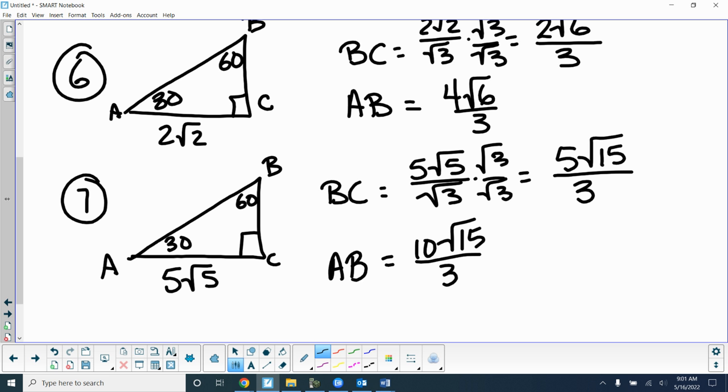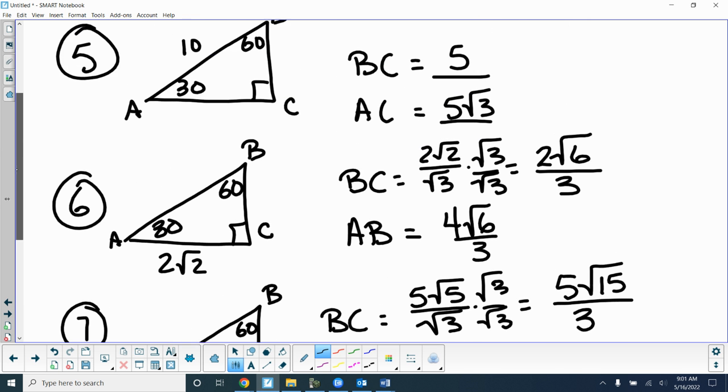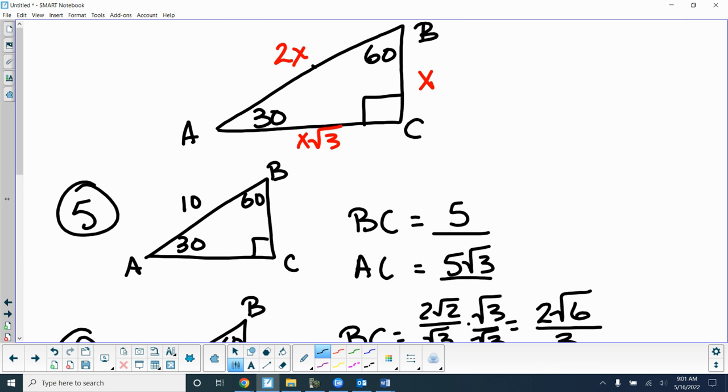That's always going to happen when you have this situation, 30, 60, 90 right triangle. The hypotenuse is always twice as long as the short leg, and the short leg times the square root of 3 is the long leg. Okay? If I knew this, I'd double it and times radical 3. If I know that, like the first one, divide by 2 and then times radical 3. If I know that, divide by radical 3 and then double. Okay? Always the same.